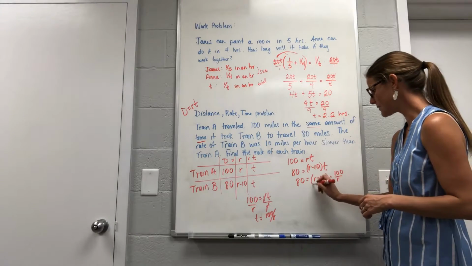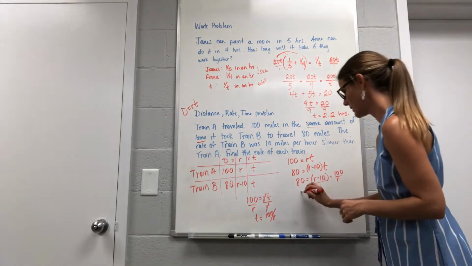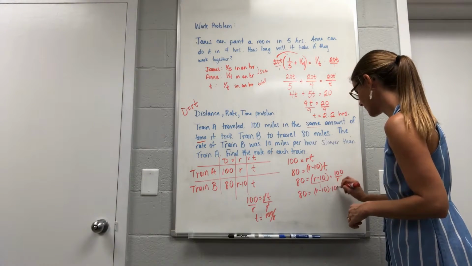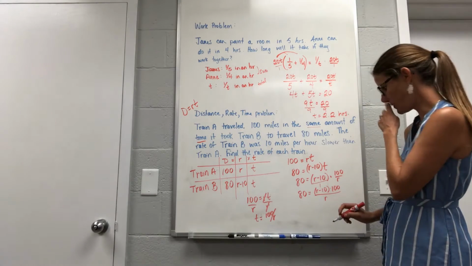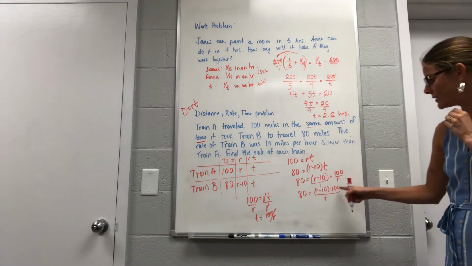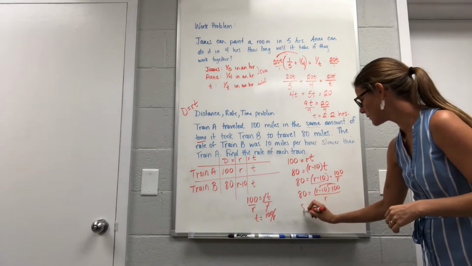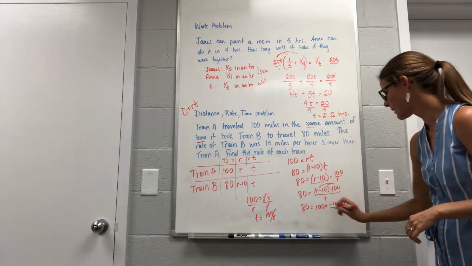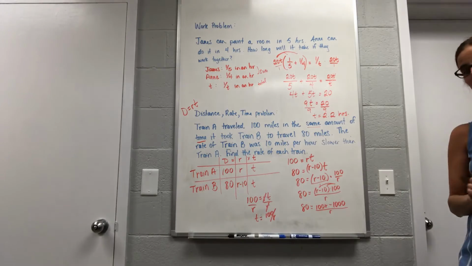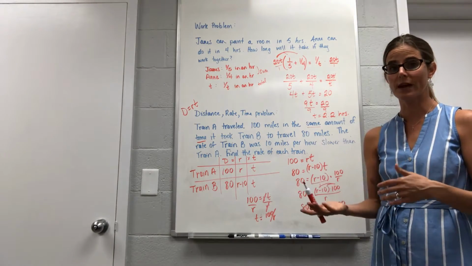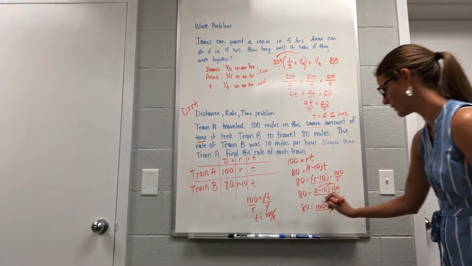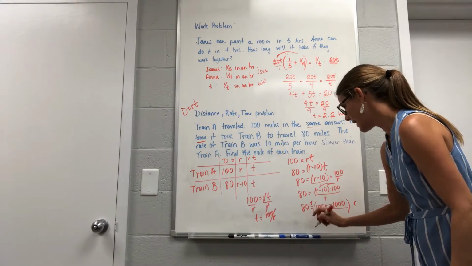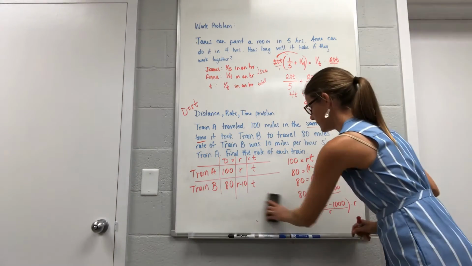Okay, so remember that this is understood to be over 1, so I can go ahead and multiply those numerators. It'll be R minus 10 times 100 over R. And then what I need to do is distribute this 100. So I'm going to have 80 equals 100R minus 1000 all over R. And then to solve a rational equation, we need to multiply both sides by the LCM. The LCM here is R. That's the only thing we even have in that denominator. So I'm going to multiply both sides by R. And then I'm going to bring this up here to finish it.